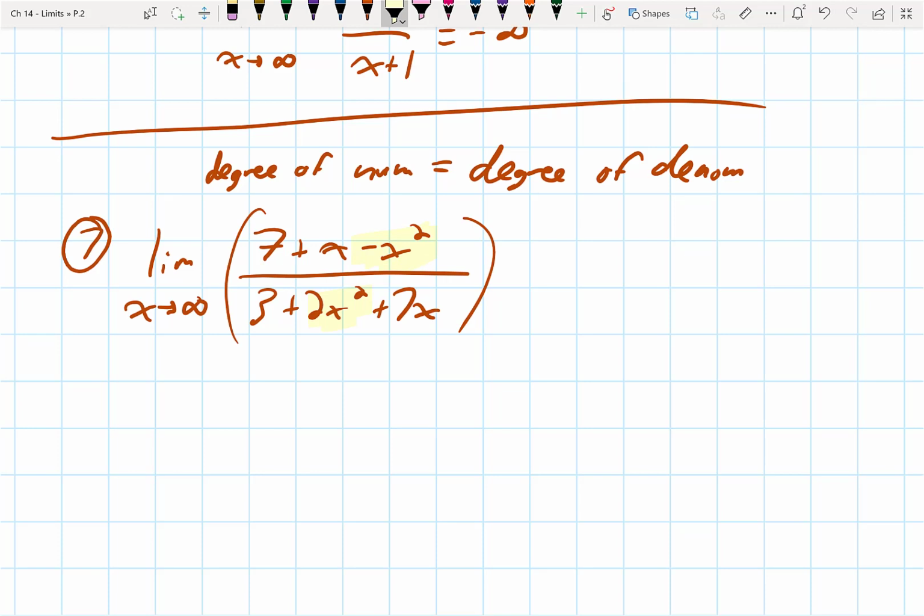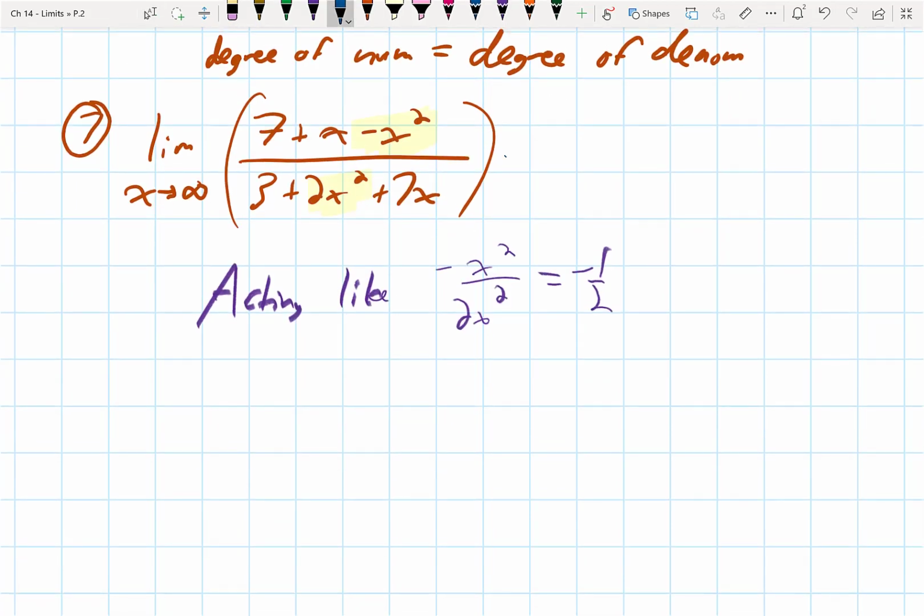Nothing else matters. The only thing that mattered was the largest power in both of them, and they are the same power. What's essentially happening is this is acting like negative x squared over 2x squared. And since it's acting like that, it's really acting like negative 1/2, because everything else is basically going to cancel. Now, let's prove it using the tactic we did before.